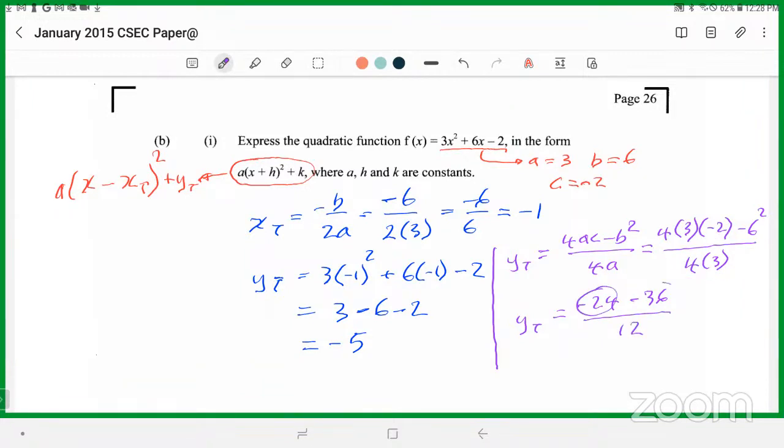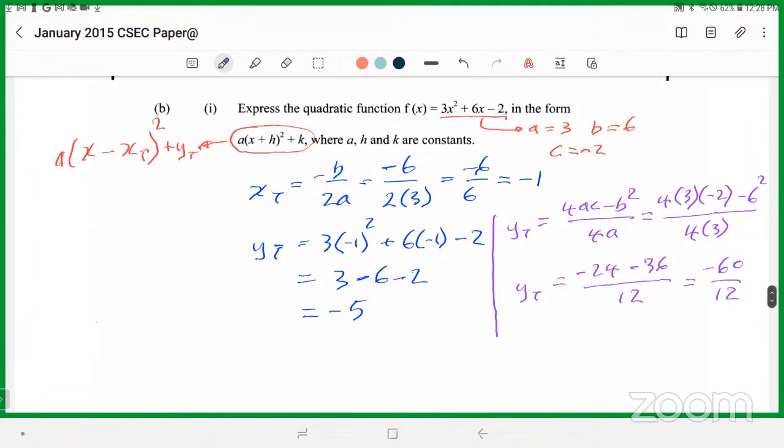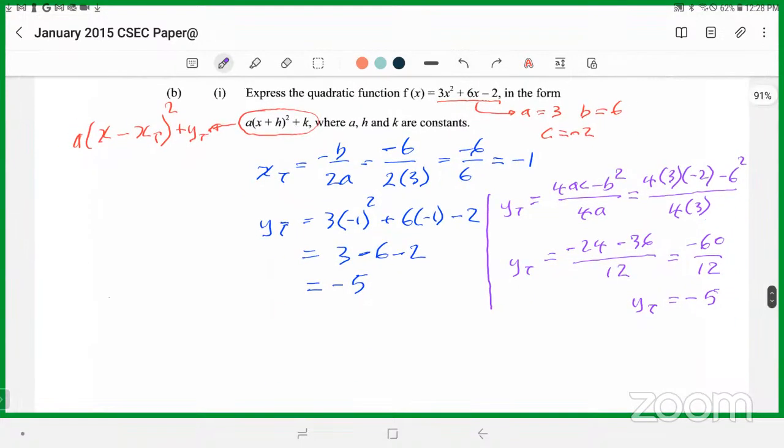So minus 24 and minus 36 are minus 60. So it becomes negative 60 over 12. 60 divided by 12 is 5. So that's negative 5. So my YT is negative 5. So I said this time it's kind of easier to just plug the negative 1 in there to work it out. So in this case, maybe I would prefer to do this one in the exam. Once I get a whole number here, I'm going to use this method rather than the formula method.